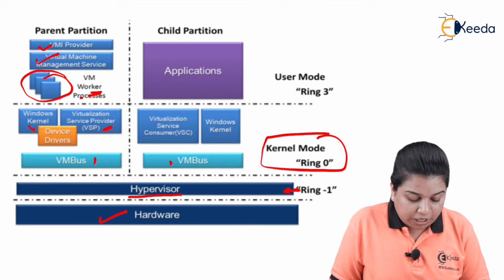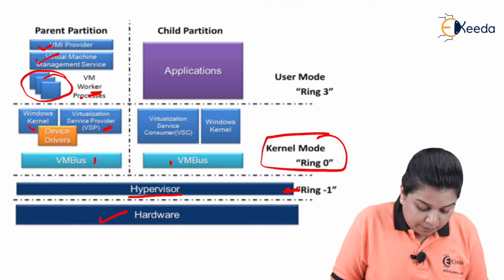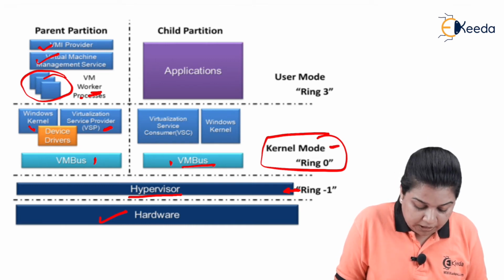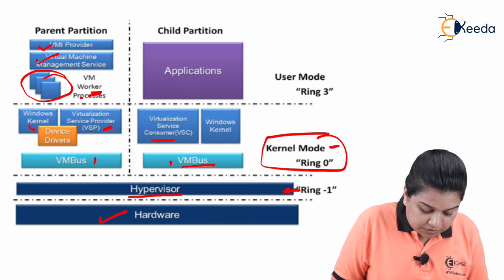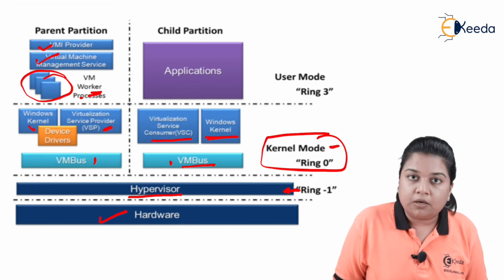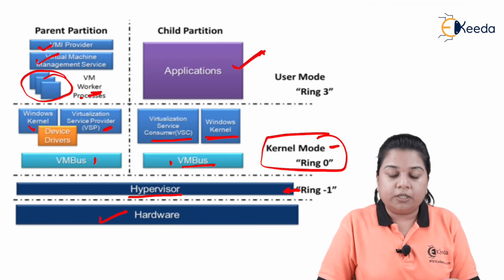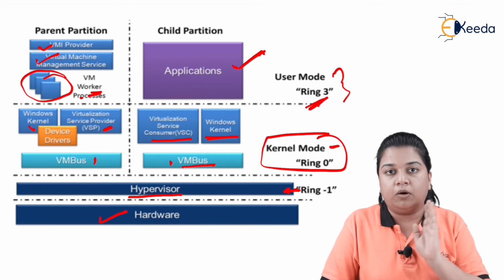Now coming to the child partition of that particular parent partition. So the child partition starts with the VM bus, which is in kernel mode, ring 0. Then it has the virtualization service consumer and the Windows kernel. Then the applications which are installed in this are in user mode, which is in ring 3, at the least priority.